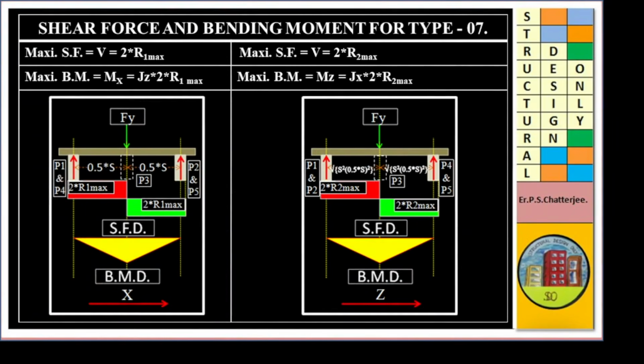Shear force and bending moment diagram for type 7. Maximum SF in X direction, V, is equal to 2 into R1 max. Maximum SF in Z direction is equal to 2 into R2 max. Maximum bending moment in X direction, Mx, is equal to Jz into 2 into R1 max. Maximum BM in Z direction, Mz, is equal to Jx into 2 into R2 max.